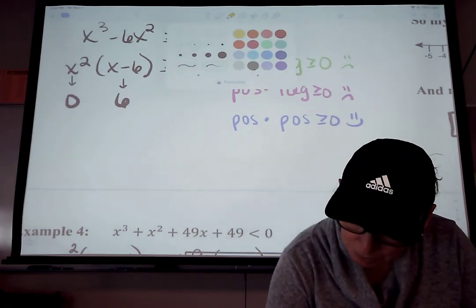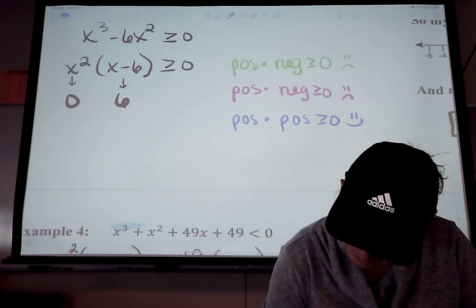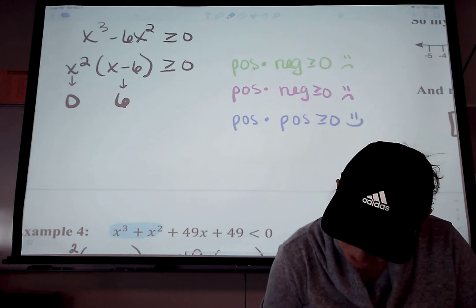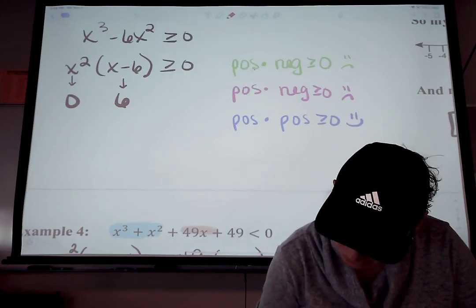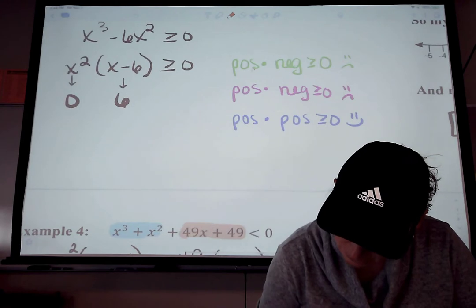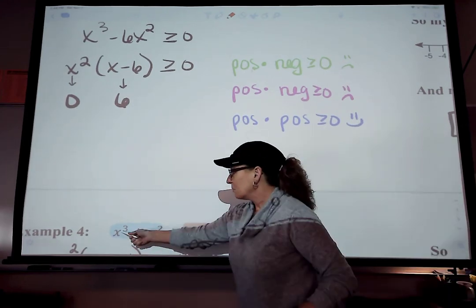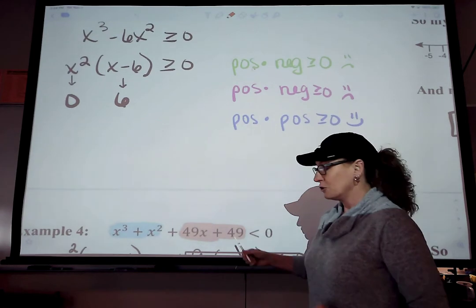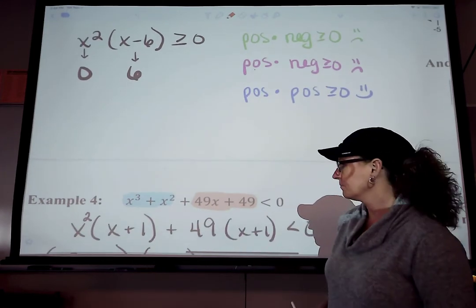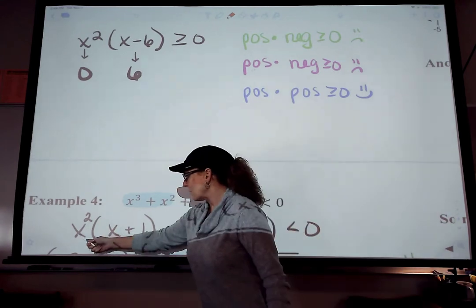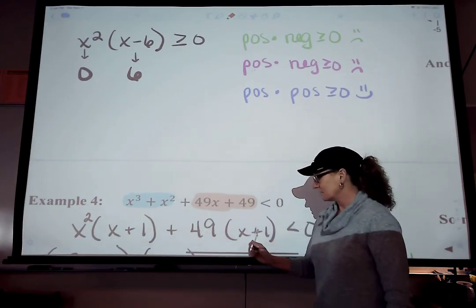So if I group these two, can I pull out a common factor? And can I group these two and pull out a common factor? And you can. From here you can pull out an x squared, and from here you can pull out a 49. X squared, this is what's left. 49, this is what's left.